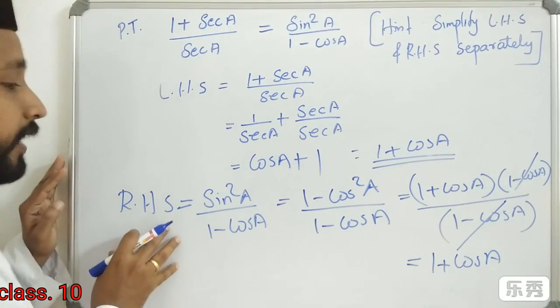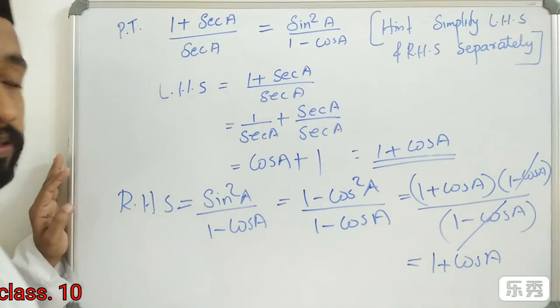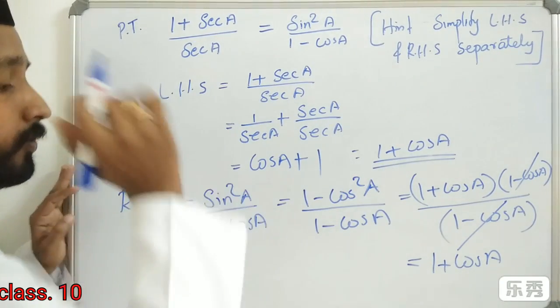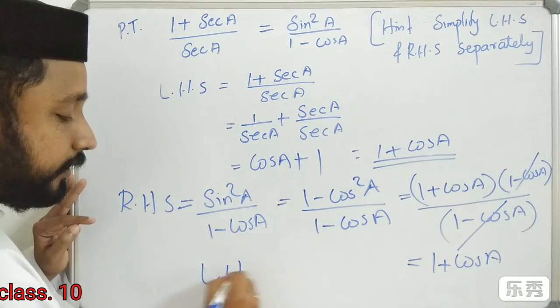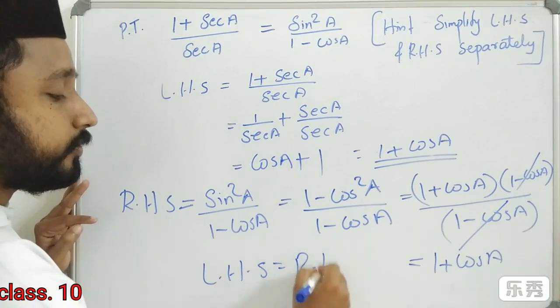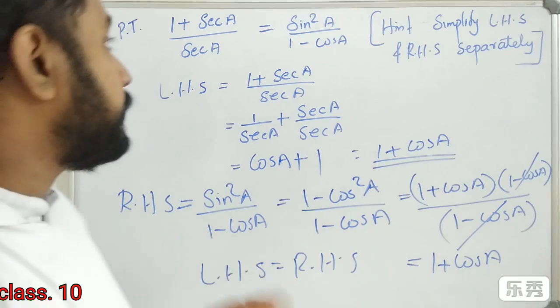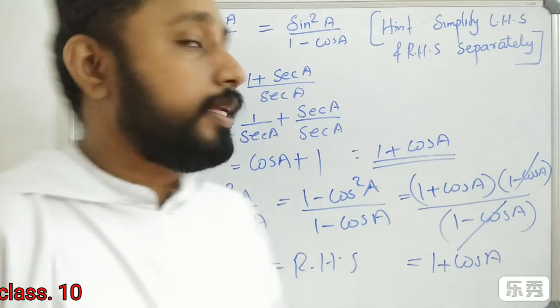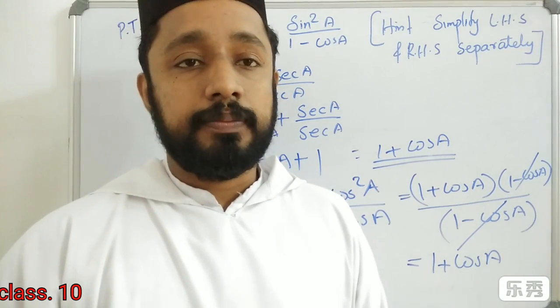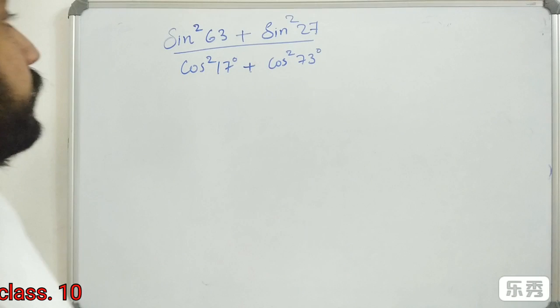So when we simplified RHS, we also got 1 plus cos A. LHS is also 1 plus cos A. So LHS is equal to RHS. Hence we proved 1 plus sec A by sec A is equal to sin square A by 1 minus cos A. Next question.